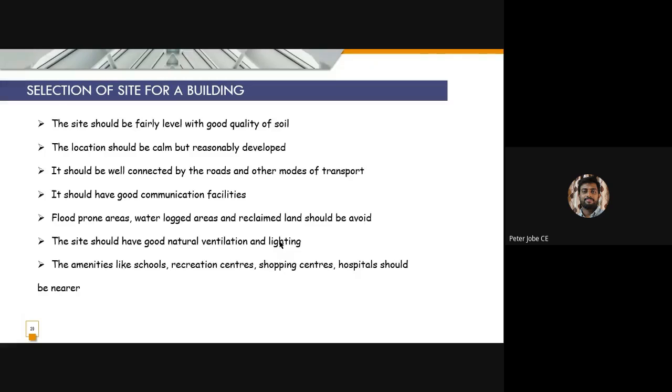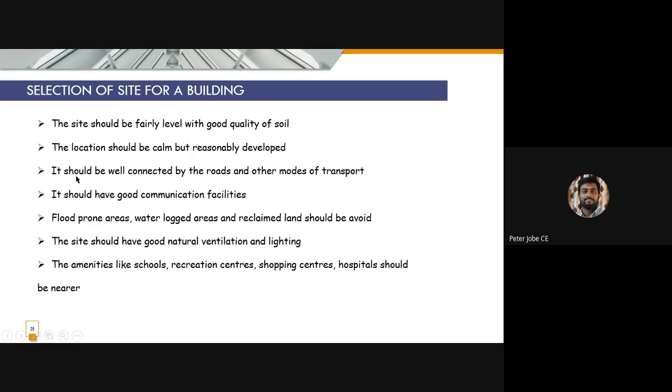An industrial building will be located where we can get a sufficient amount of raw materials, where raw material availability is very nearby, and it should be far away from residential buildings. Also it should have a proper market to give out its products. All those things we need to consider while we are selecting a site for a building. Next is that it should be well connected. Here we are talking about residential buildings mainly, and I'll explain how all these points will be different for residential, commercial, and industrial buildings, and also institutional buildings come into play.